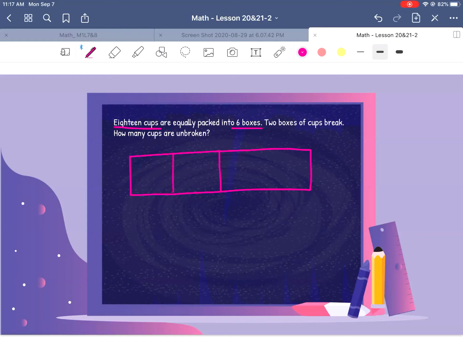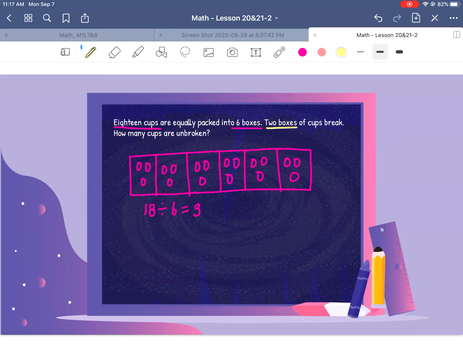So I'm going to make 6 boxes first. Let me divide it once again. And I'm going to do the division to find out how many cups are in each box. And I know there are 3 cups in each box. So I'm going to draw 3 cups in each box. And once again, this is a 2-step question where we need to find 2 answers.